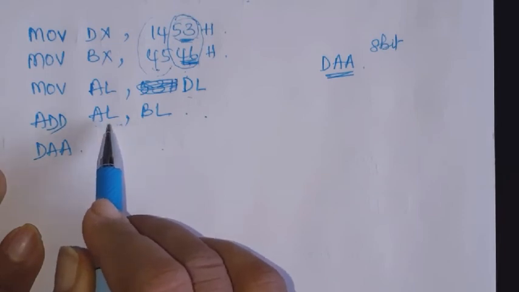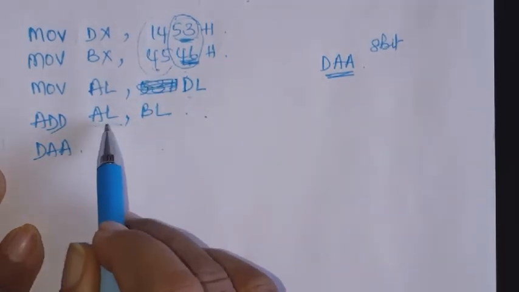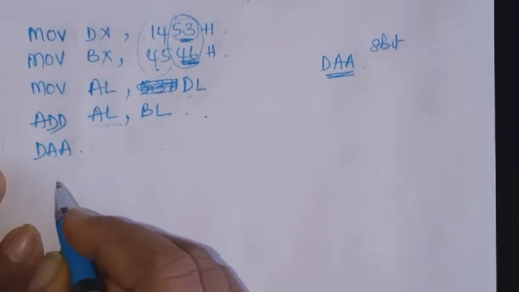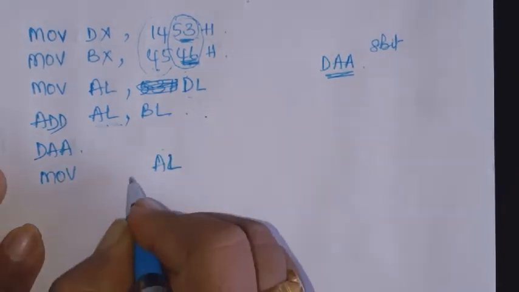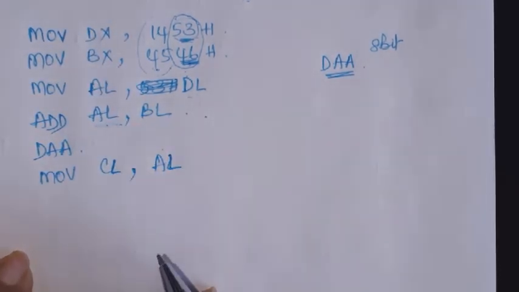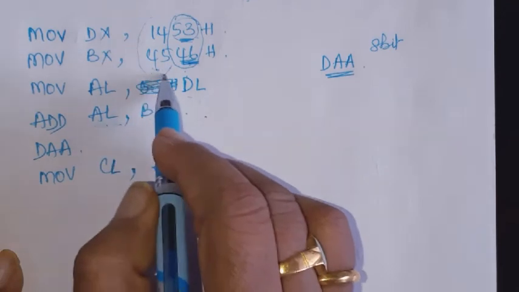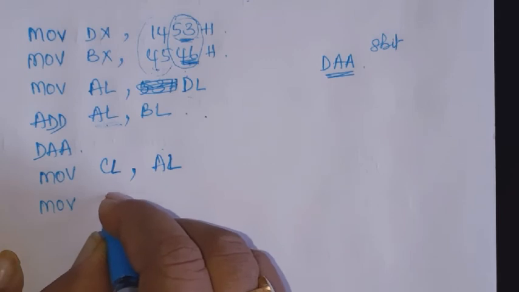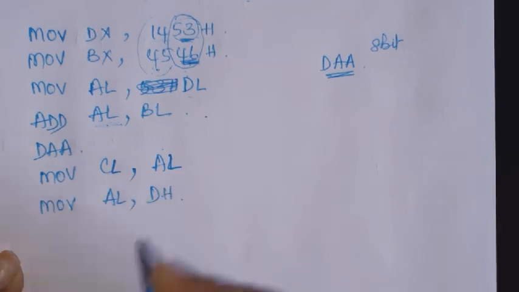You need to save this because again you want the AL register to add the other two numbers. So save this number in some other register. You move the contents of the AL register to some other register. So move the partial result which is there in AL to CL. CL is free; we have not used CL here. Now add the higher bytes.